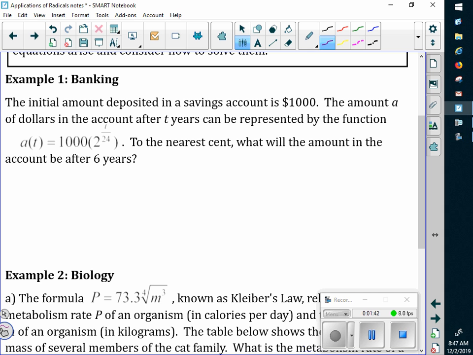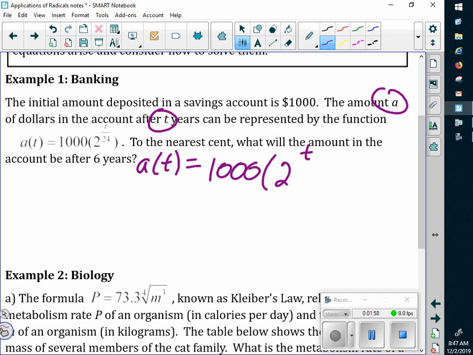The amount A of dollars in the account after T years can be represented by this function. Now, it's hard for me to see, but I think that says A of T equals 1,000 times 2 to the T over 24. Now, I want you to notice, what does the A stand for? Yeah, it's how much money you have in the account after a certain amount of time. What does the T stand for? The number of years, right, time in years.